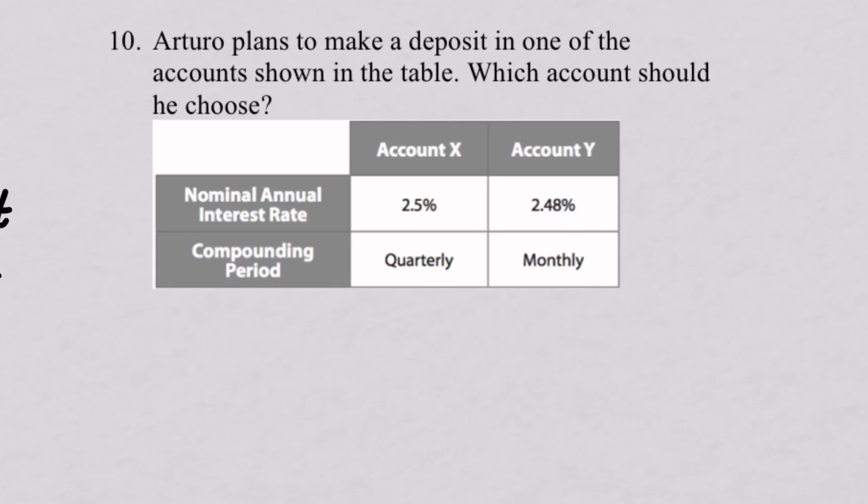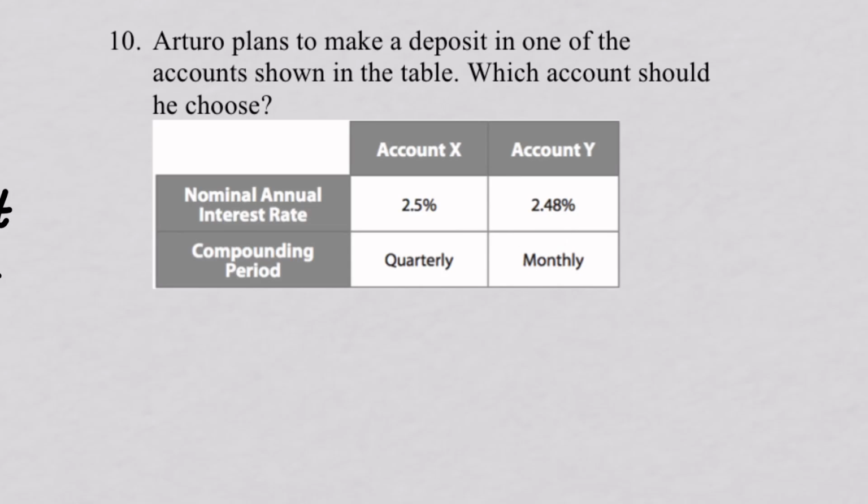The other one is 2.48%. So at first glance, this one looks better, right? 2.5%, that's a much better growth than 2.48%. It's a little bit bigger. The compounding period, though, for this one is quarterly, so only 4 times per year, where this one is compounded monthly, 12 times per year. Okay, so that might be the difference right there.